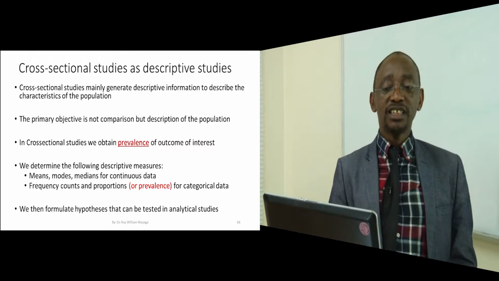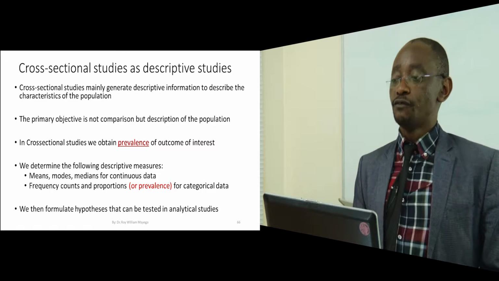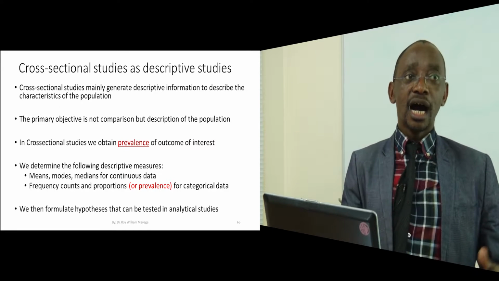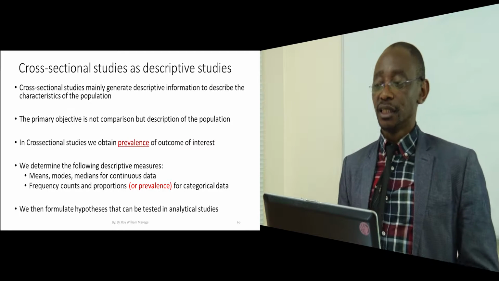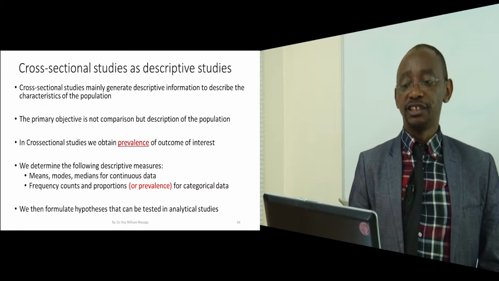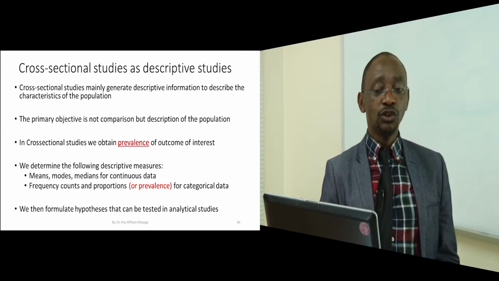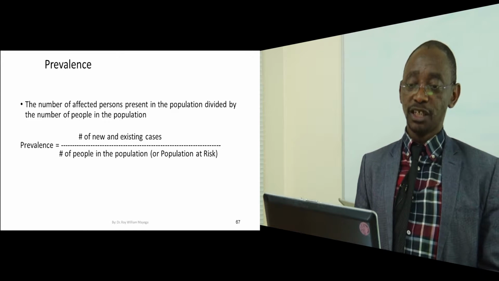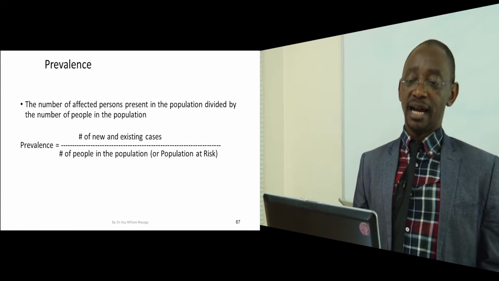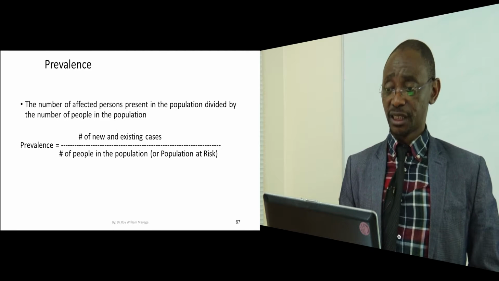We determine frequency counts and proportions or prevalence for categorical variables like high blood sugar and low blood sugar, high physical activity and insufficient physical activity. And they help us to formulate hypotheses. Prevalence, as you know, is given by the number of new and existing cases in the population divided by the number of people in the population, that is the population at risk.